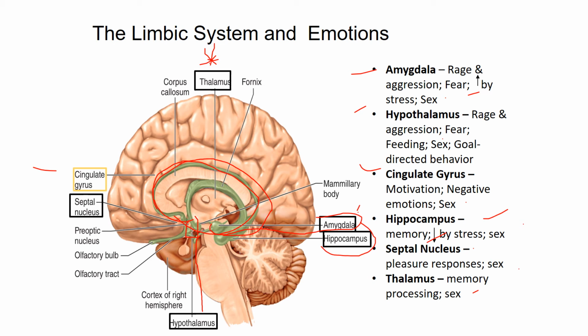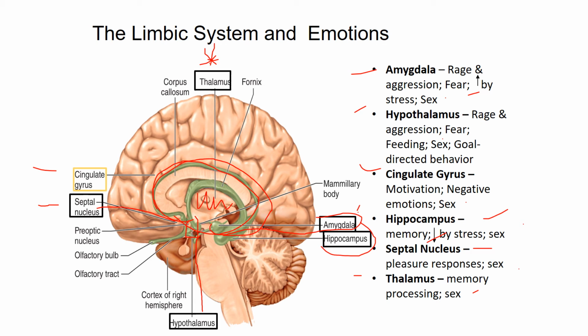All right, the septal nucleus, which we have right here. This is responsible for the pleasure responses that we see, like those euphoric sensations. And lastly, the thalamus, which is going to be this whole region here. This is important for memory processing, and is also a relay station for our different senses.